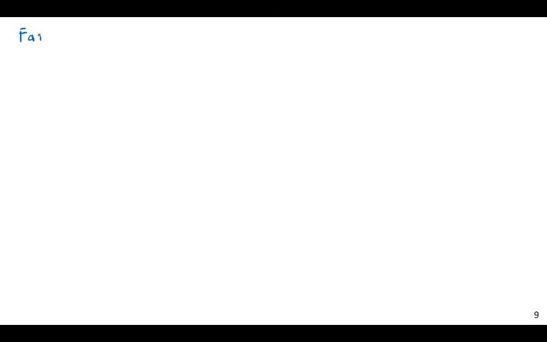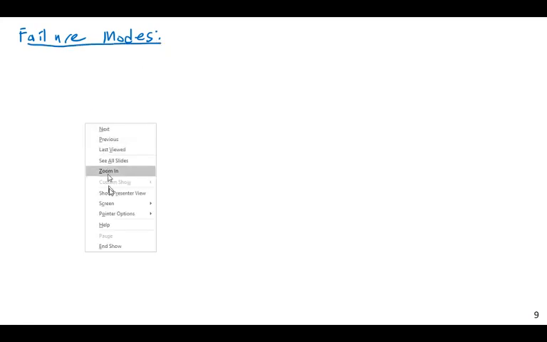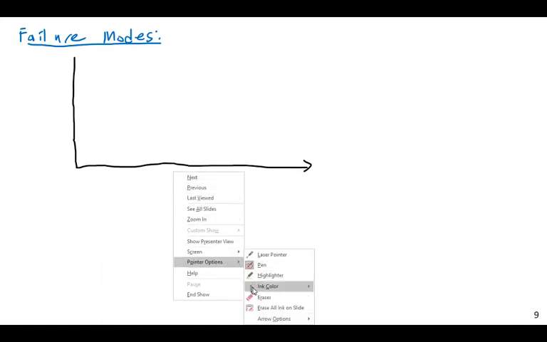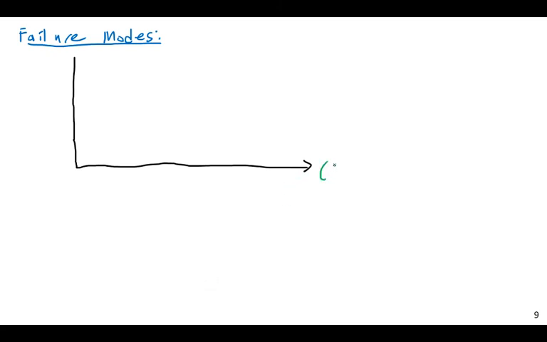Failure modes. All right, so moving along here. Say I'm going to draw a very peculiar diagram. On the y-axis, I'm going to have sigma, and on the x-axis, I'm going to have KL over R. Since it's not going to have numbers on it, the same thing will work out whether you plot it KL over R or KL. Basically, what we're trying to say is, how does a column fail as the length increases?